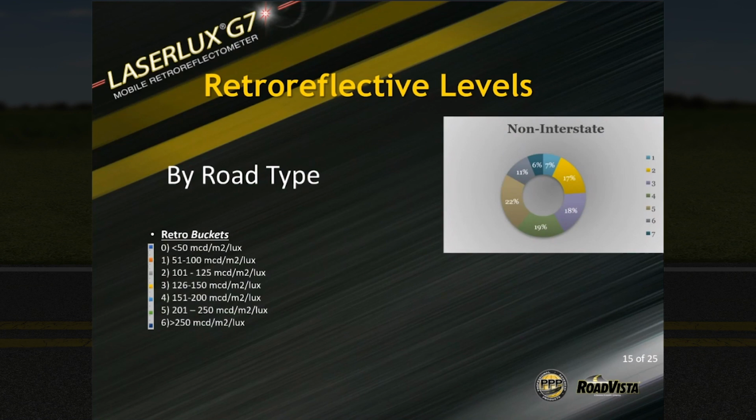So on non-interstate, the numbers that really stand out to me is this 24% of non-interstate roads were at a level 2, so we're at 100 or less in retroreflectivity. So 100 millicandela or less. That's a little concerning that we ended up with such low markings. And then if you look on the high end, you can see that about 17% were over 200 millicandela. So that was nice to see, but it was concerning about the 24%.